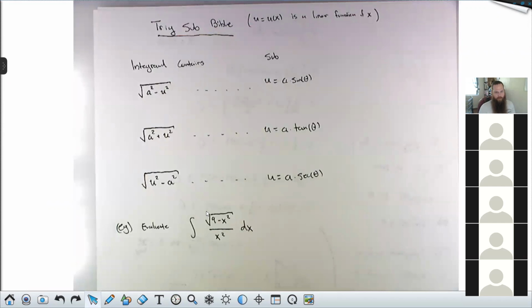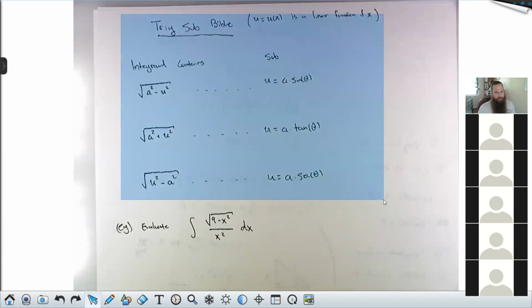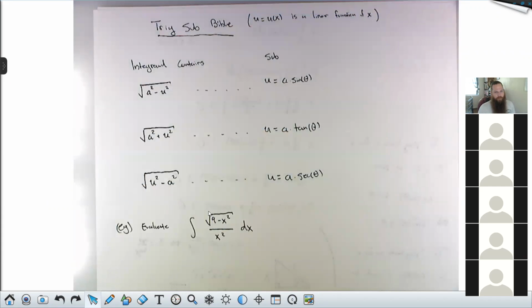So I look at this, I go, uh-oh, square root, quadratic stuff underneath it. Remember, that doesn't simplify. Can't just simplify that. It doesn't work. So I look at my Trig Sub Bible. Does this radical look like any one of these? Well, what is it? It's 9 minus x squared. That's like a is 3, right? Square root of 9 minus, remember, u can be any linear function of x, just u being x itself is the simplest case. So yeah, this looks like the first row of my Trig Sub Bible, just with a equal to 3.